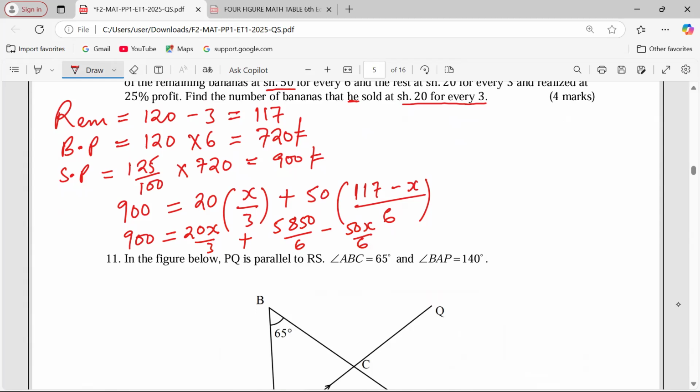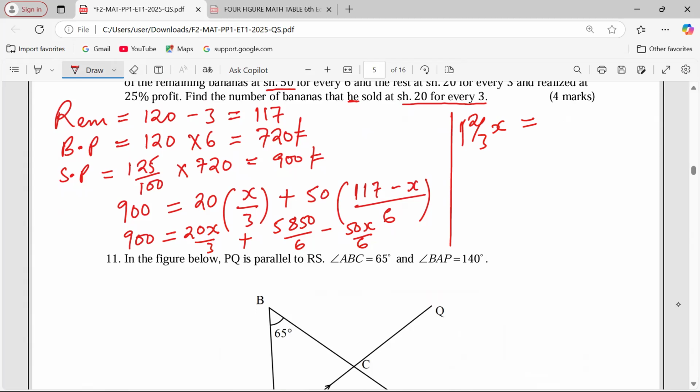Now we can group terms. 20 over 3 minus 50 over 6 is giving me -1 and 2/3, whereby the -1 and 2/3 can be taken to the left-hand side and becomes positive. So 1 and 2/3 x becomes positive on the right-hand side. I think that one should be noted. 20 over 3x minus 50 over 6x, we are getting a -1 and 2/3. So taking it to the left, it shall become positive.